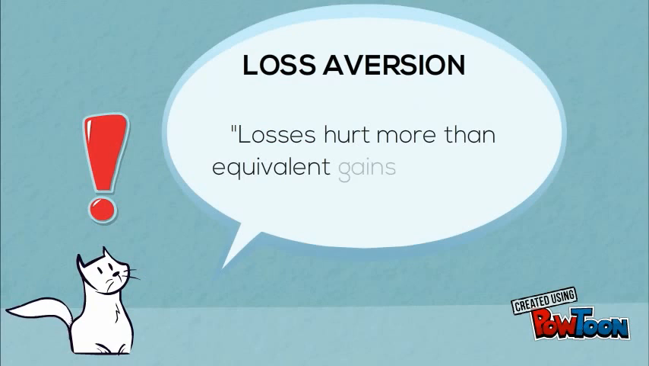Humans are inherently loss averse. This causes the endowment effect to occur. In this case, loss aversion refers to the tendency of people to strongly prefer avoiding losses than acquiring gains. Some studies suggest that losses are as much as twice as psychologically powerful as gains.